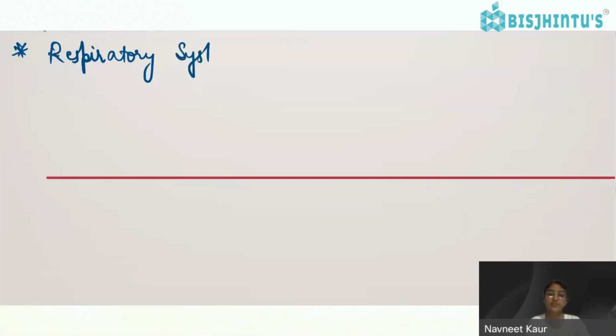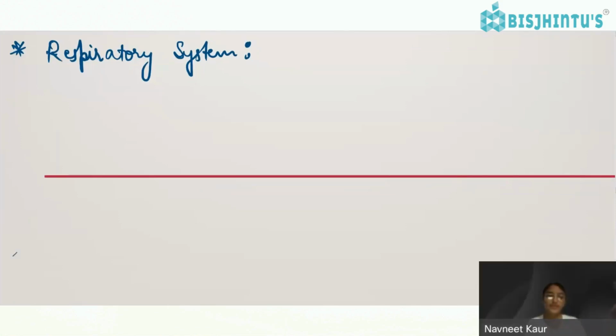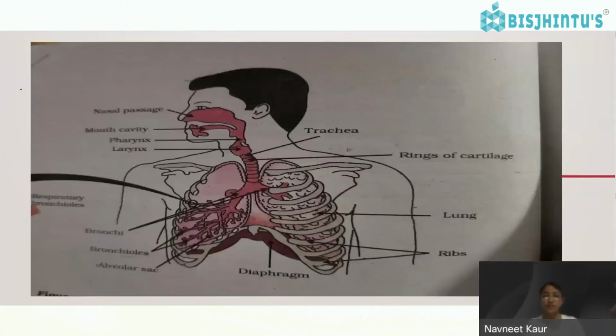So before starting the study of the respiratory system, let's have a look at the diagram so that we can understand the whole process in an easy way, right? So let's have a look at the diagram of the respiratory system. It starts with the nasal passages, then the mouth cavity, or what we also call the buccal cavity. Then we have the pharynx. Pharynx is just a doorway, we can say, which prevents the entry of food into the respiratory system. Then here is the larynx, which is an important part.